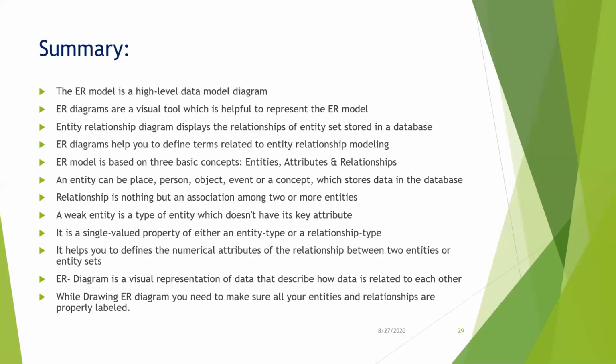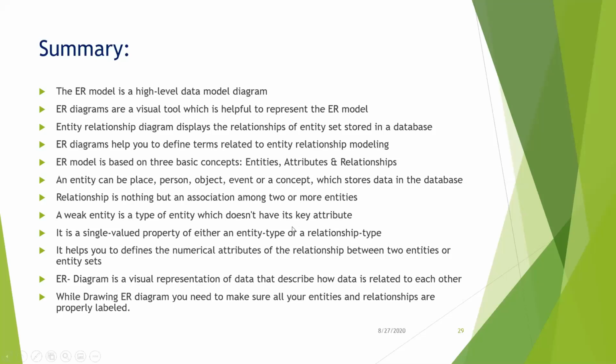Here you have to remember three basic concepts that are the components of an ER diagram: entities, attributes, and relationships. This entity can be a place, person, or object, that must be a definable thing which stores data in the database. And the relationship is nothing but an association between two entities. Example: student enrolled in course BTech. The student and course are two entities, and enrolled maintains the relationship between student and course. And a weak entity is a type of entity which does not have its own key attribute. This point you have to remember.